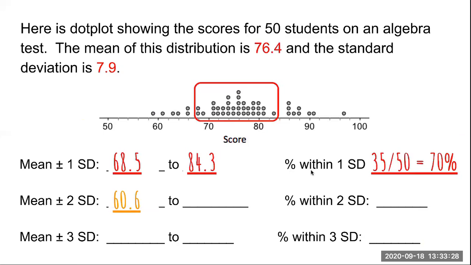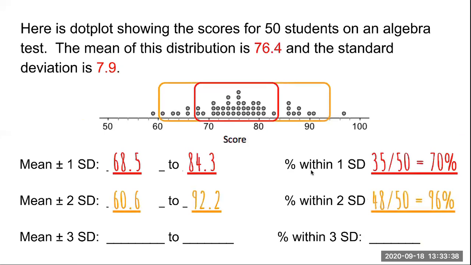And then minus 2 standard deviations is 60.6. Adding 2 standard deviations, I got 92.2. And that would be all in orange here. So counting those up, that's 48 out of 50, which is 96% of the test scores are within 2 standard deviations of the mean test score. And then lastly, 3 standard deviations away from the mean is this range. So we're counting all the test scores within 3 standard deviations of the mean, and that would be all of them.